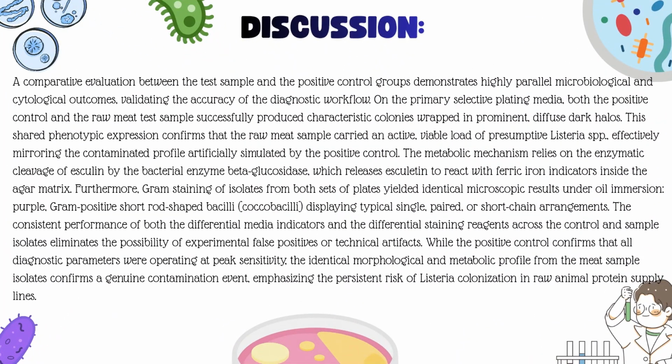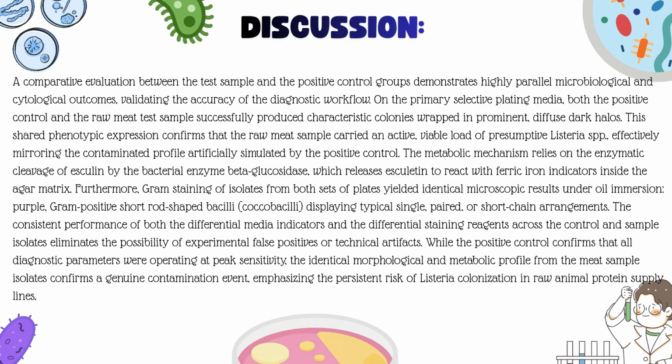A comparative evaluation between the test samples and the positive control groups demonstrates highly parallel microbiological and cytological outcomes, validating the accuracy of the diagnostic workflow. On the primary selective plating medium, both the positive control and the raw meat test samples successfully produced characteristic colonies wrapped in prominent, diffuse dark halos. This shared phenotypic expression confirms the raw meat sample carried an active, viable load of presumptive Listeria spp., effectively mirroring the contaminated profile artificially simulated by the positive control.